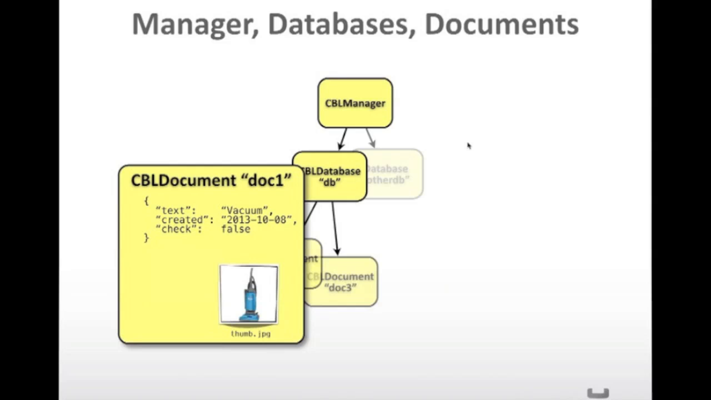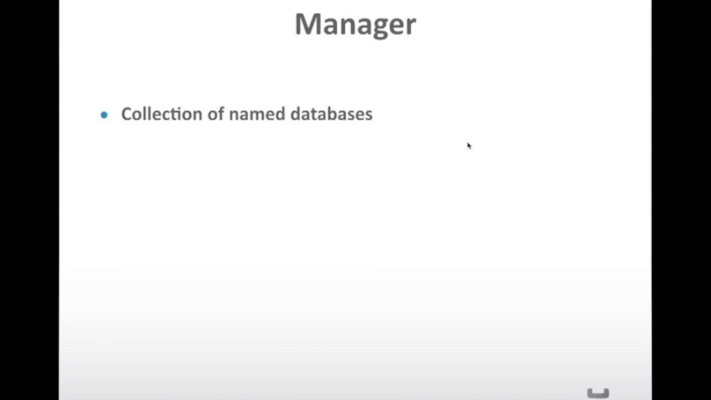In here, I've also showed an example of an attachment. A document, in addition to the JSON properties, can have arbitrary size binary attachments added to it, which can be very useful because you don't have to base 64 encode them the way you do with JSON. So hypothetically, we could add like a little image thumbnail property to our grocery sync application with a picture of the item that you're supposed to get.